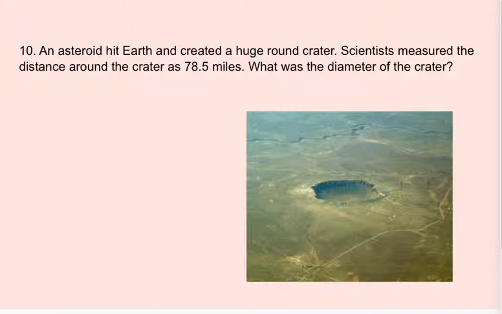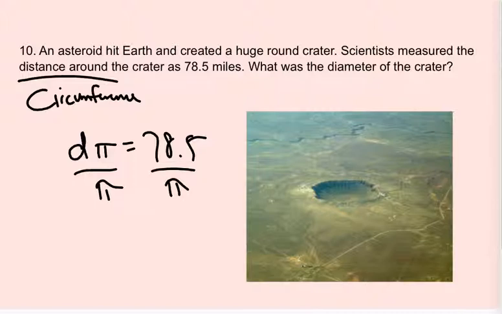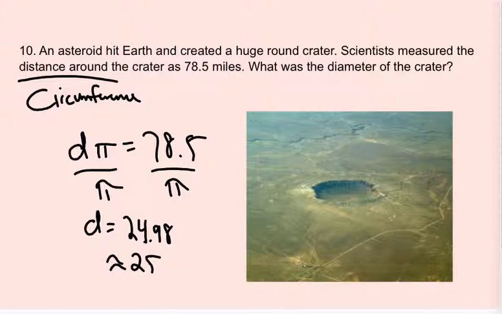An asteroid hit Earth and created a huge round crater. Scientists measured the distance around the crater at 78.5 miles. What was the diameter of the crater? So distance around, that's actually your circumference. So that means diameter times pi equals 78.5. So divide by pi. So take 78.5 divided by pi. And that's going to give me 24.98. So approximately 25 miles.